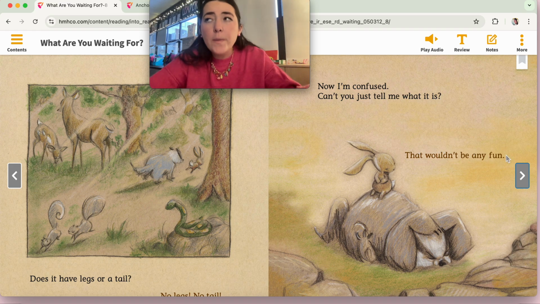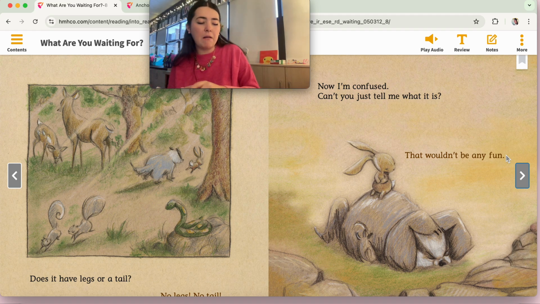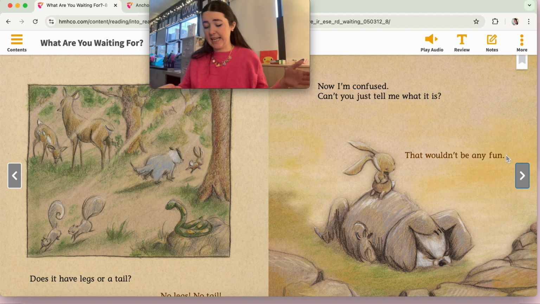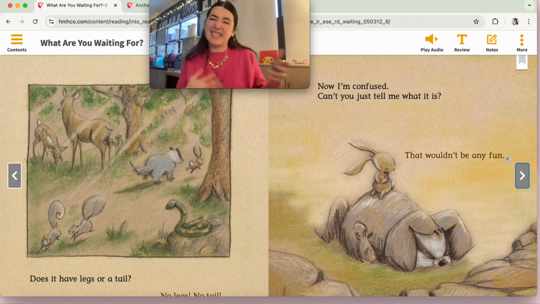So right now, I hope you're making a prediction and trying to figure out, based off the clues that Rabbit is giving, what this might be that we are waiting for. We know that it can smile, that it doesn't have legs or a tail. We know that it's friendly, that it's sometimes small, but it's sometimes big.